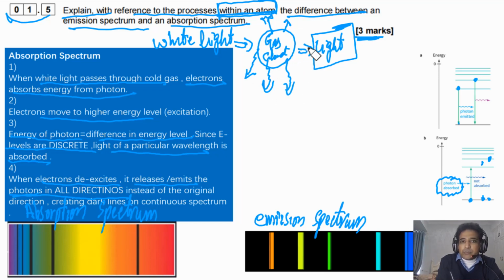So these photons will not reach here. We have an observer at this point. They will not reach this observer. That's the reason we will see dark lines, creating dark lines on the continuous spectrum. So this is what you need to understand about absorption spectrum.